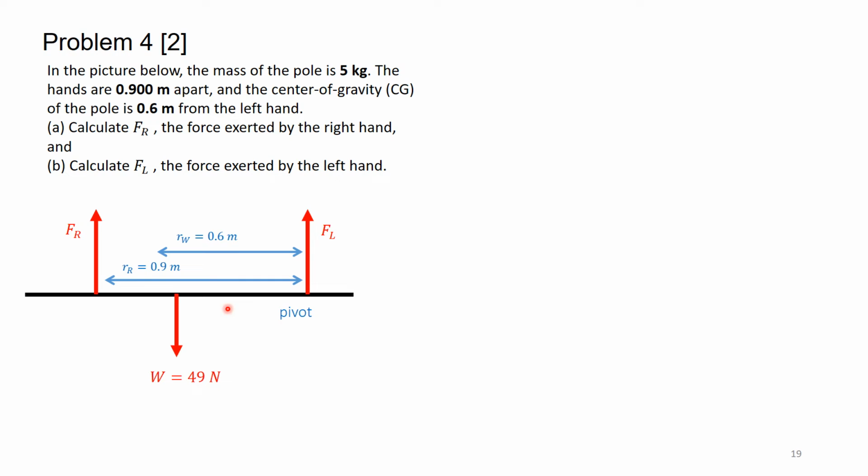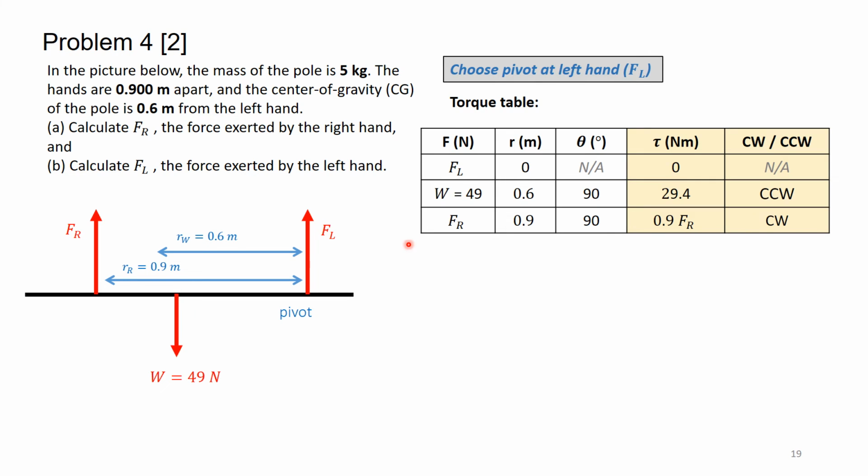Okay, so this is our diagram here. You can see the weight is shifted away from the middle, closer to the right hand. It's 0.3 meters from the right hand and 0.6 meters from the left hand. Then, choosing the pivot at the left hand, construct a torque table like this.